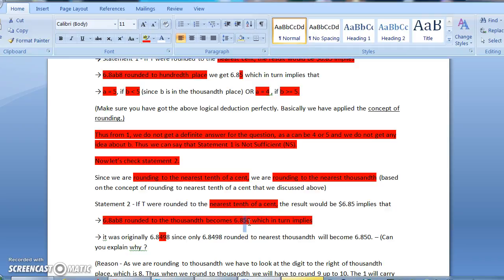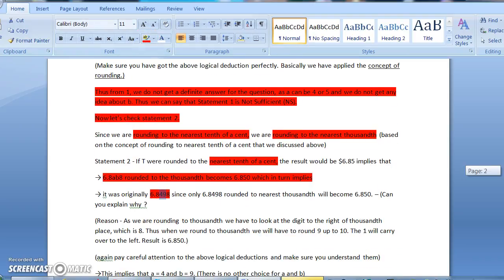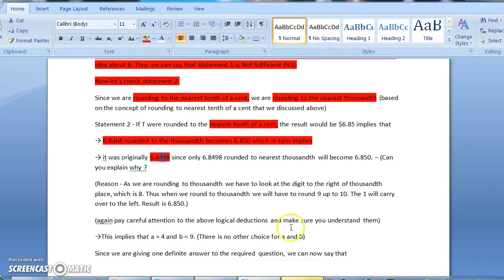And you will get 6.850. Now what does that imply? That this value has to be 6.8498, and if I compare that with the original, which was 6.8AB8, I get a definite answer that A has to be 4 and B has to be 9. There is no other option possible, right? So this is the deduction and the conclusion.